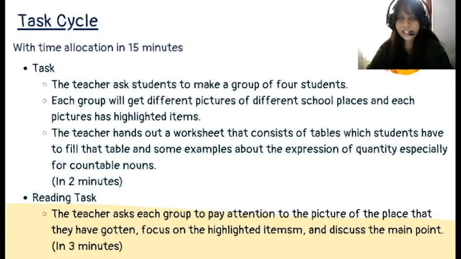So we move to the reading tasks. The teacher asks each group to pay attention to the picture of the places and then focus on the highlighted items. From those aspects, they have to find the main points that will be used to inform the new group later. So here, reading tasks means students comprehend the visual support, or the pictures.